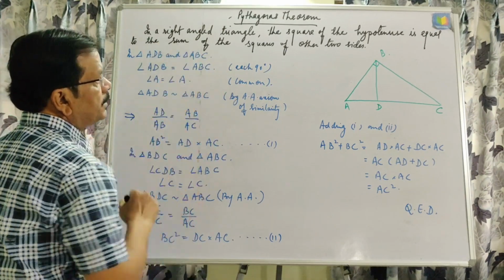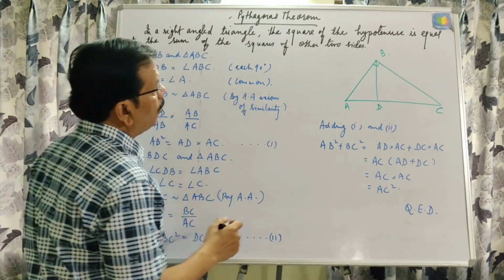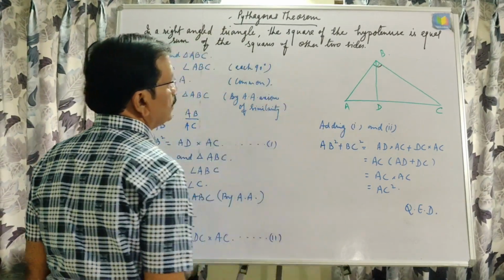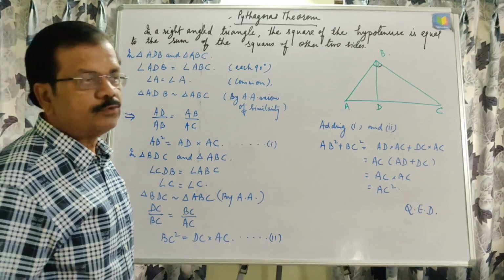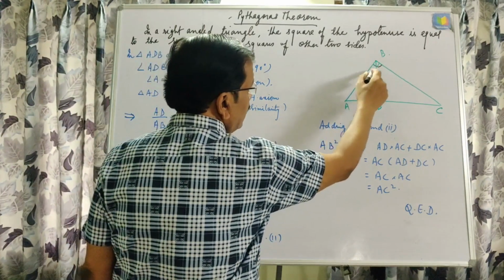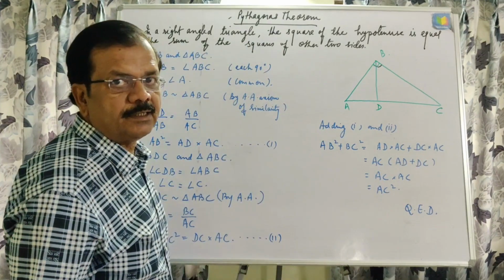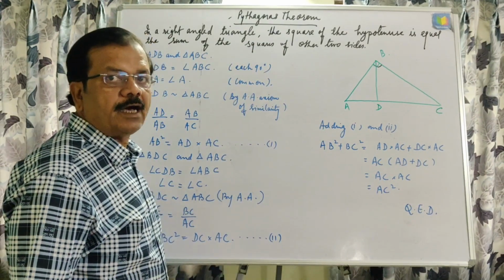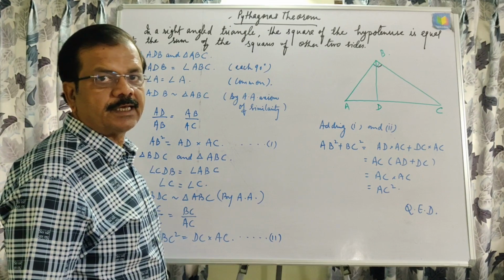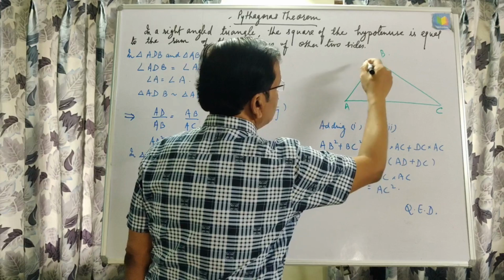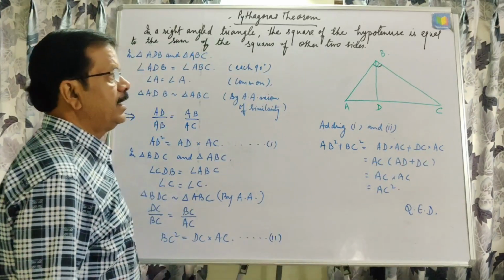In a right angle triangle, the square of the hypotenuse is equal to the sum of the squares of the other two sides. This is a right angle triangle, and this side will be taken as the hypotenuse, because the side opposite to 90 degrees is taken as the hypotenuse. AC square is equal to AB square plus BC square.